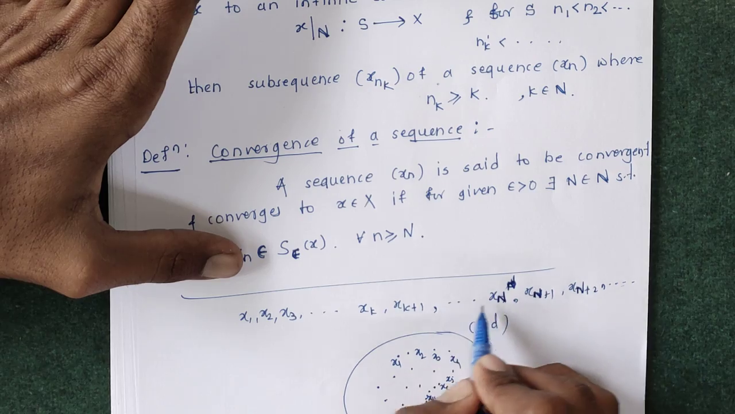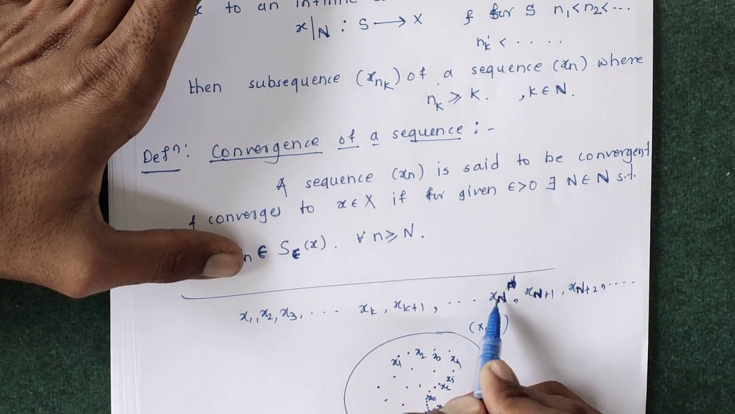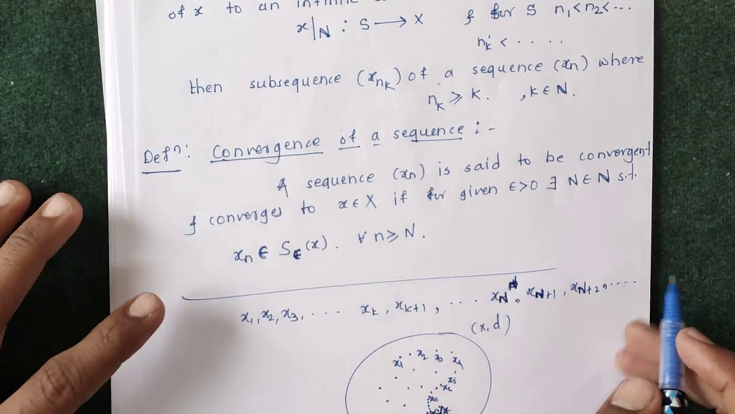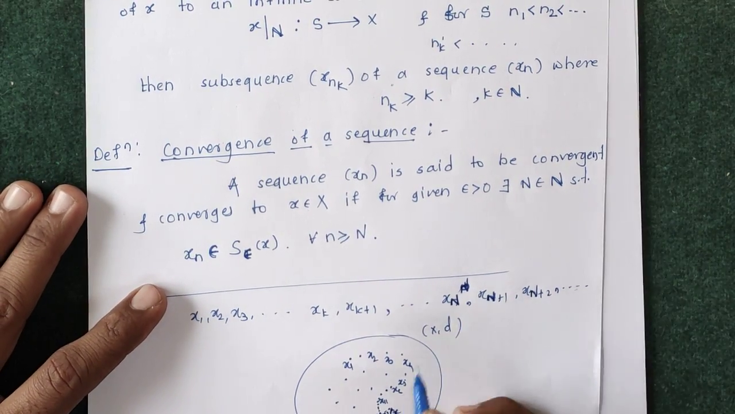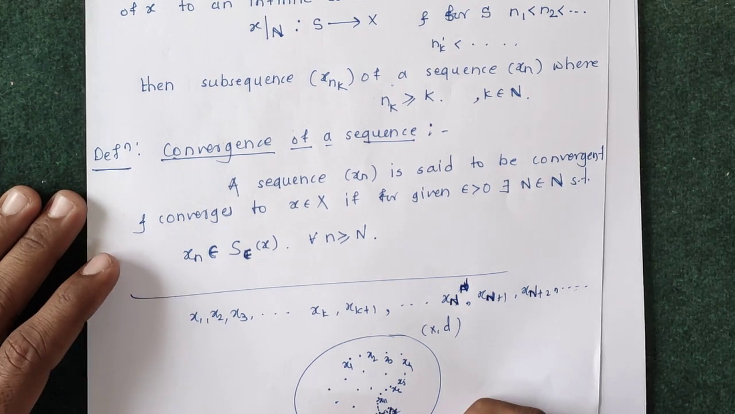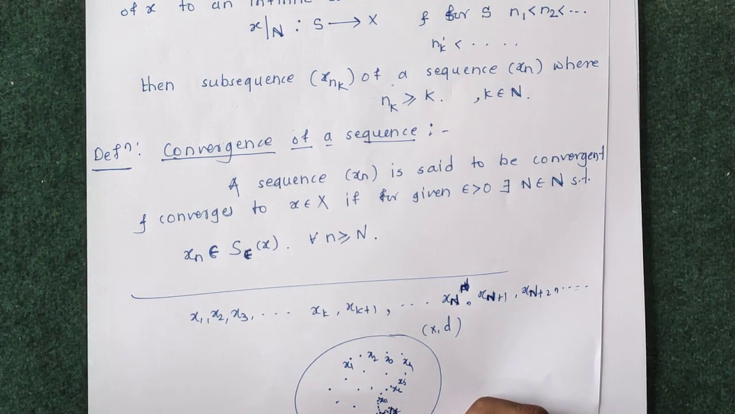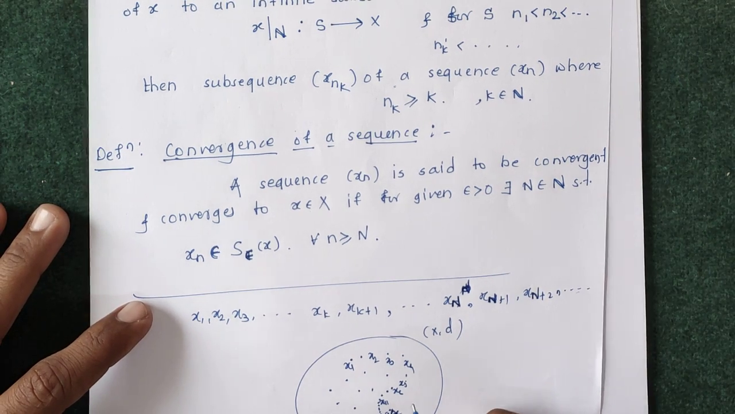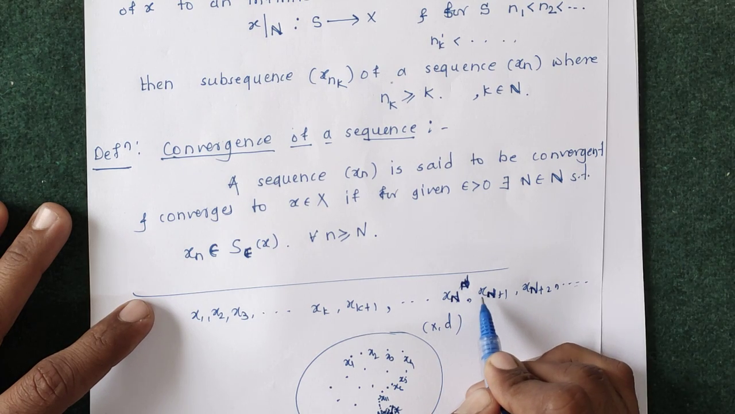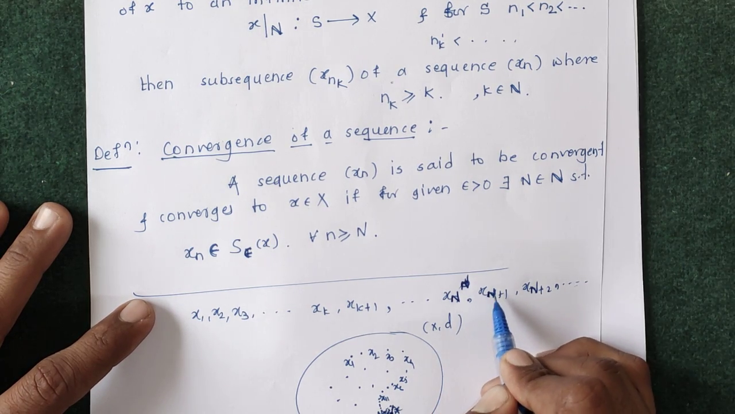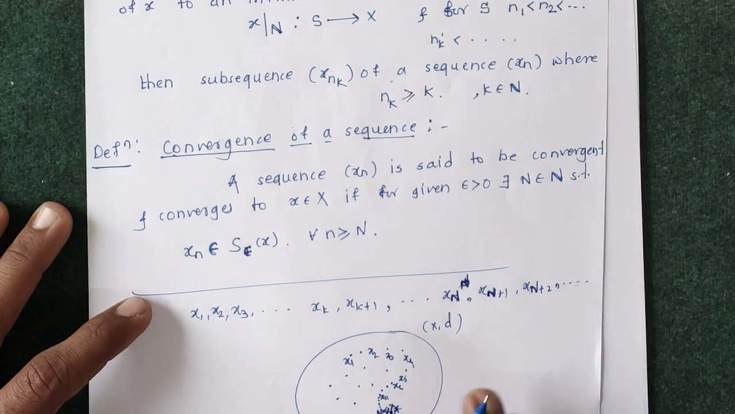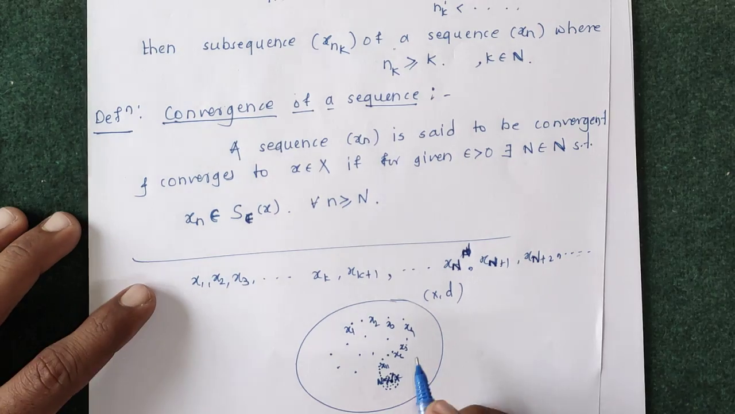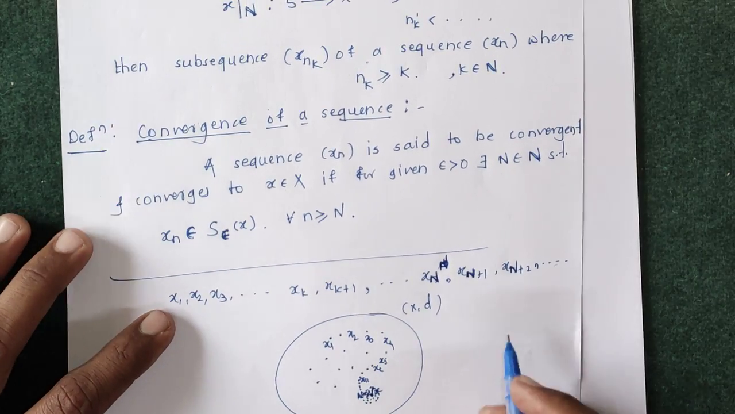The elements up to xn may lie outside this open sphere, but the remaining elements, that is xn plus 1, xn plus 2 and so on, all the remaining infinite elements, are very close to x. That is, if you take any smallest epsilon, then for that epsilon there must be some integer N, such that after that N, the elements xn plus 1, xn plus 2 and all the remaining elements must be very close to x. Then we say that the given sequence is convergent and converges to this limit x. Here I will draw the diagram.